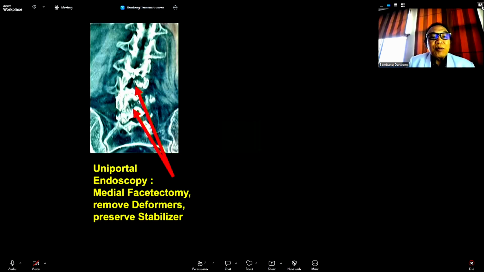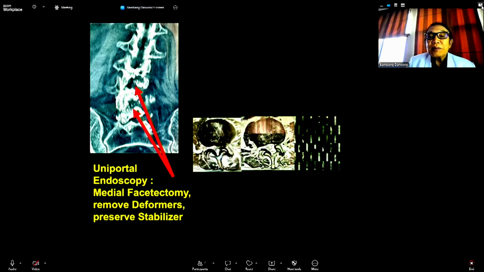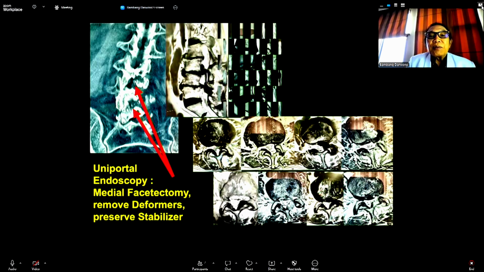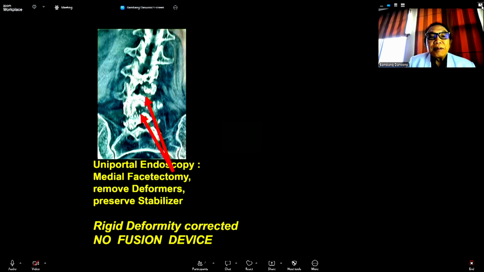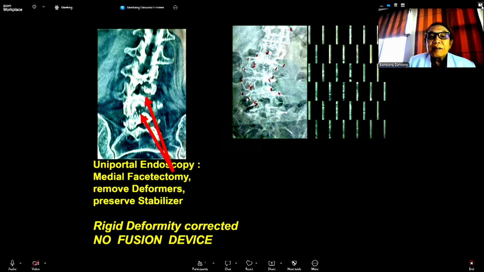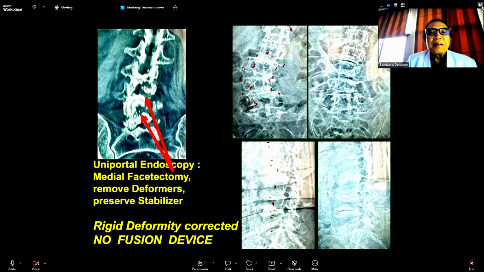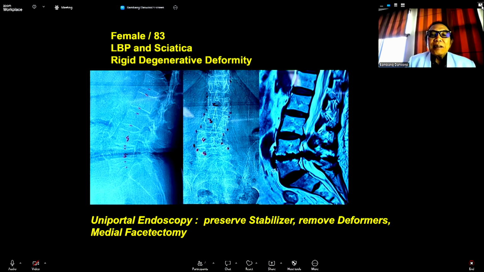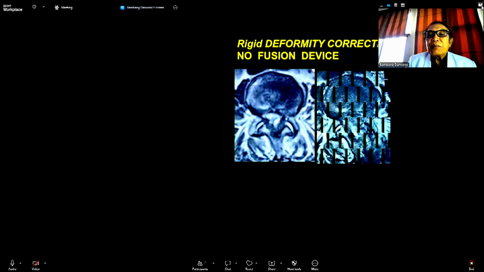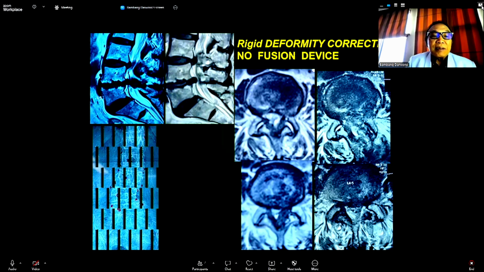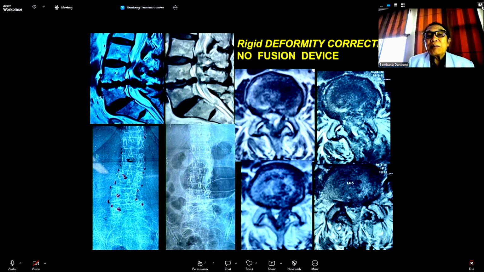Then we perform the same uniportal endoscopy, medial facetectomy, reduce deformity, and preserve the stabilizer. Before, after. The result is deformity corrected. No fusion device. This is another case, female 83 with degenerative deformity. We do the same things: medial facetectomy, before, after, and this is the X-ray before and after, well corrected, no fusion device.